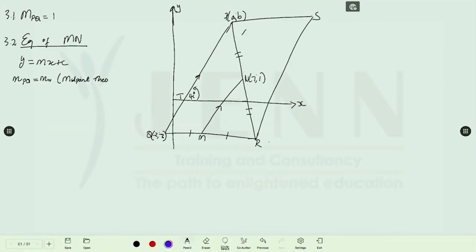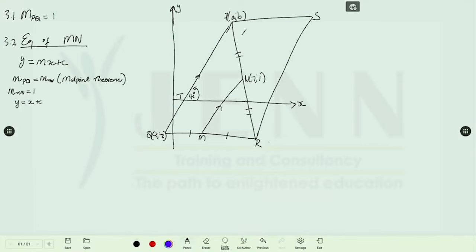That midpoint theorem, where did we learn it? From grade 10. Therefore, the gradient of MN will also equal 1. Then from there, where are we going? We are going to y equals to. The gradient of MN is 1, so we are going to have x plus c.